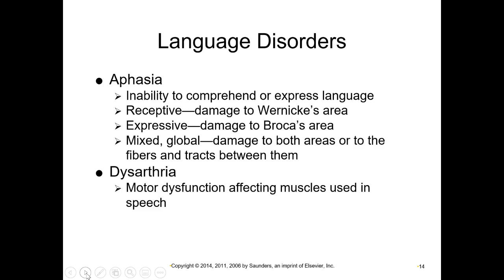Aphasia is the inability to comprehend or express language. It may be receptive, indicating damage to Wernicke's area. It may be expressive, indicating damage to Broca's area. Or it may be mixed, indicating damage to both areas. Dysarthria is motor dysfunction that affects muscles used in speech.